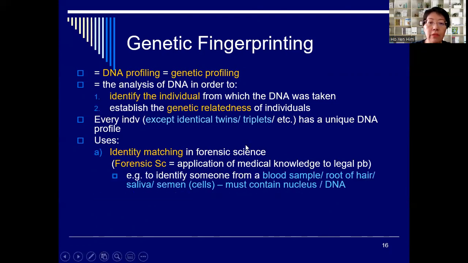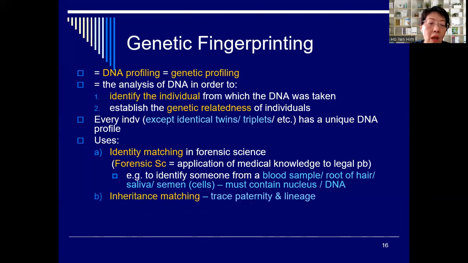So we can identify someone from a blood sample, root of the hair, saliva, or semen, where these samples are obtained from the crime scene. And all these samples must contain a nucleus, then only can we obtain DNA samples to run gel electrophoresis. Or for inheritance matching, we want to trace paternity, meaning who is the father. We want to trace lineage, meaning how closely related these individuals are.